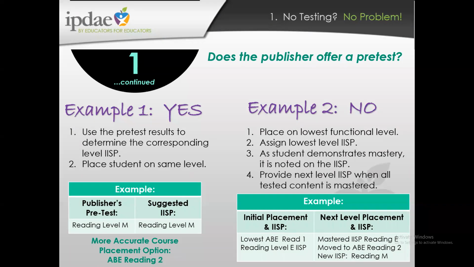Now, what happens if the publisher does not offer a pretest, like you see here in example 2? Well, your district probably recommends placing the incoming student at the lowest functional level. If this is the case, assign the lowest level IISP. And as you provide instruction and the student begins to demonstrate mastery, be sure to jot it down on his IISP. Then, once the student has mastered all of the identified tested content on the IISP, provide him with the next level up. In this example, the student is placed in ABE Reading 1. As soon as he masters all tested content on his IISP Reading E, then he's moved to ABE Reading Level 2 and is provided with the new corresponding IISP for Level 2, a Reading Level M IISP.